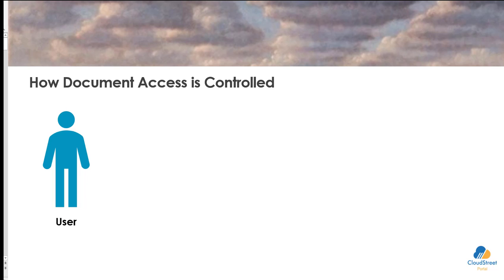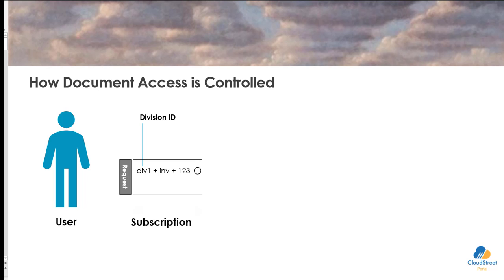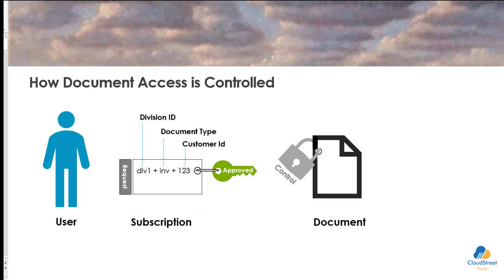So how is document access controlled? Well, we do this by what we call subscriptions. The user will fill out a subscription request. The subscription request consists of the specification of a division ID, the type of document they'd like to access within that division, and the customer ID or account number. That's then routed off to an approver, and once the approver approves this subscription, it can be used to unlock the documents on the portal that match that subscription criteria.